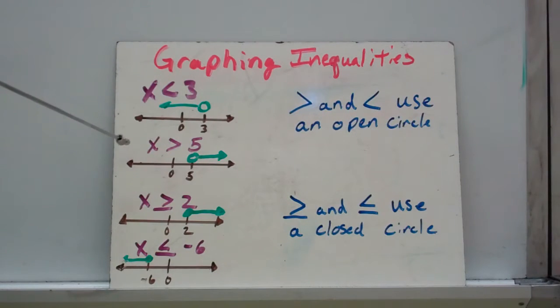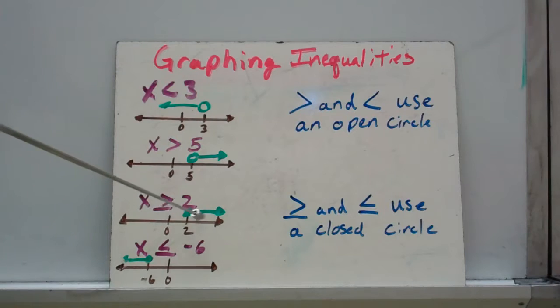With this one here, we have x is greater than 5. Again, we have a greater than symbol, so we're going to use an open circle. We're going to include all numbers that are greater than 5, and that could include decimal numbers like 5.1 or fractions like 6.5. With this one down here, we have x is greater than or equal to 2.